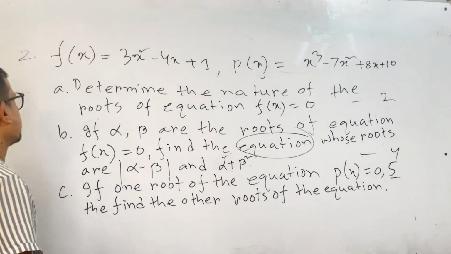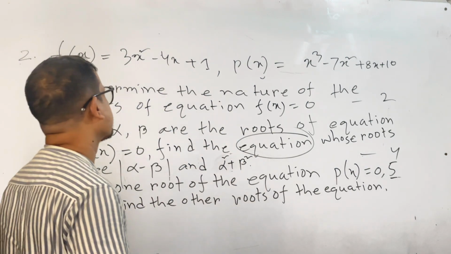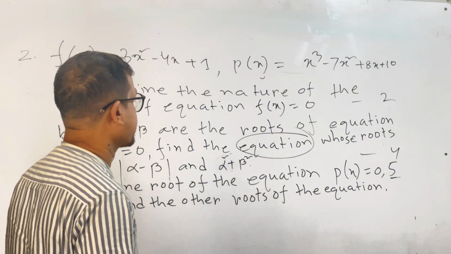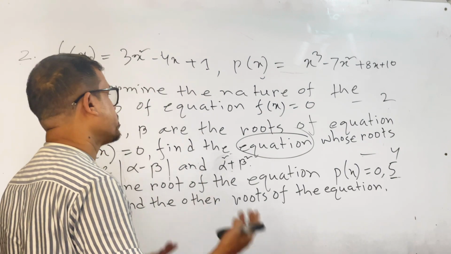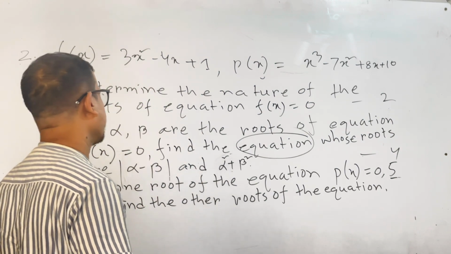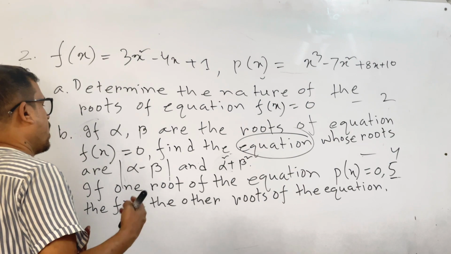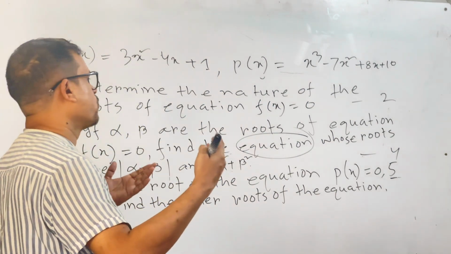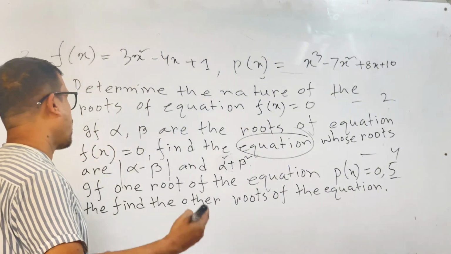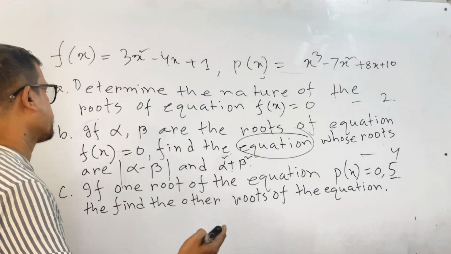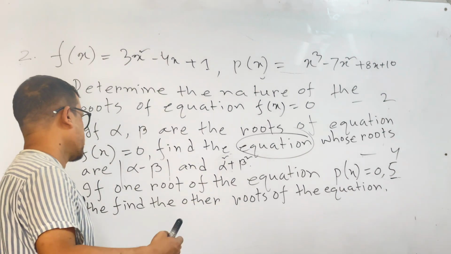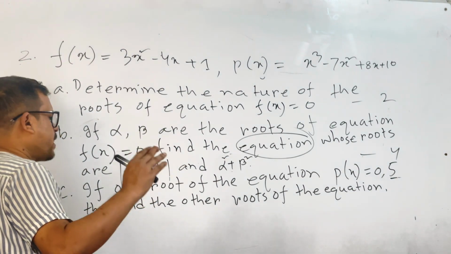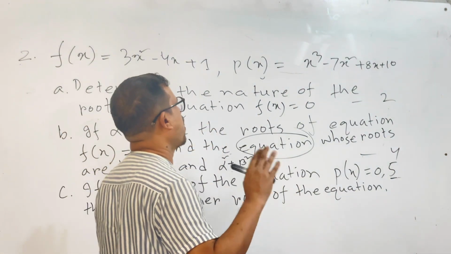That is, f(x) equal to 3x square minus 4x plus 1, p(x) equal to x cube minus 3x square plus 8x plus 10. Determine the nature of the roots of the equation f(x) equal to 0. If alpha, beta are the roots of the equation f(x) equal to 0, find the equation whose roots are alpha minus beta absolute sign and alpha square plus beta square. If one root of the equation p(x) equal to 0 is 5, then find the other roots of the equation.